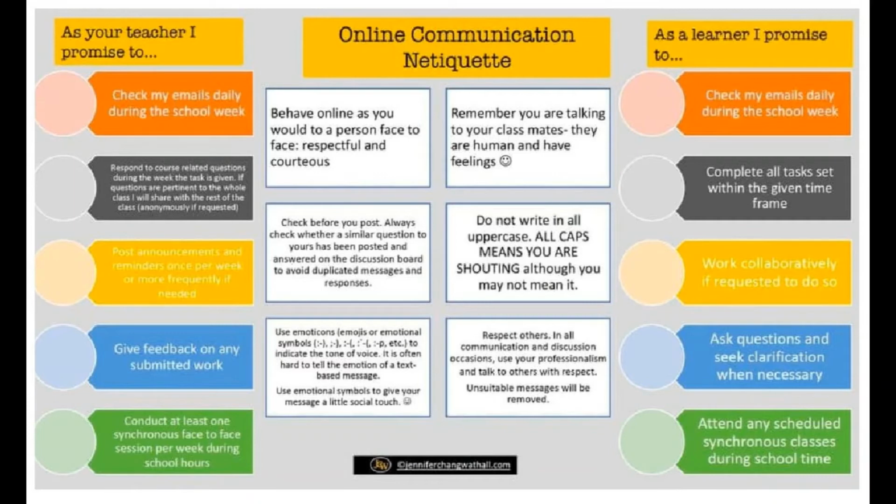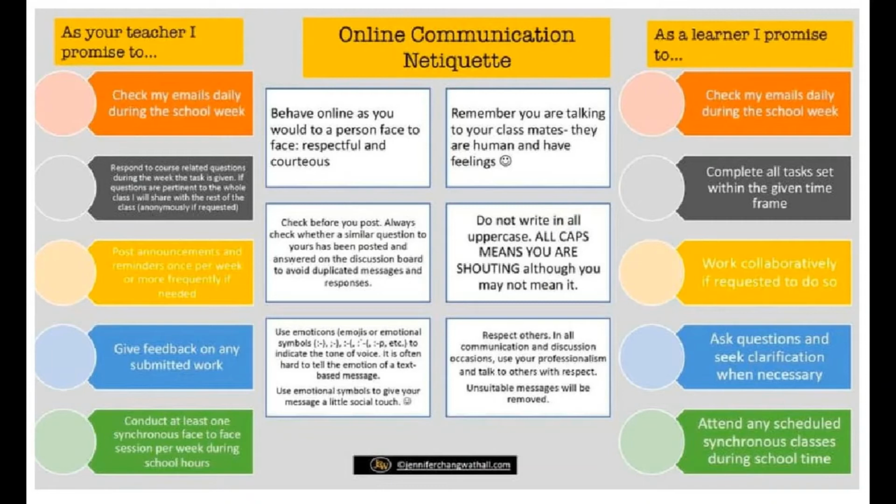Check before you post. Make sure what you are trying to say is what you are saying when you are typing. And try to use emojis to express what you mean, because sometimes the written word can be misunderstood. Those emojis will help clarify what you're trying to say, or if you're joking, or if you're serious, or if you're worried.